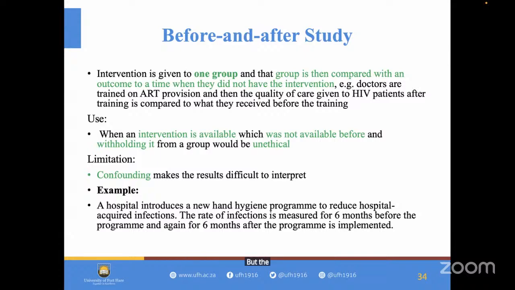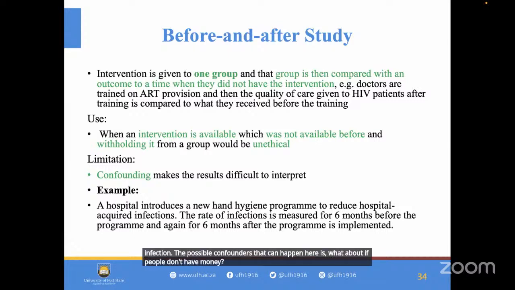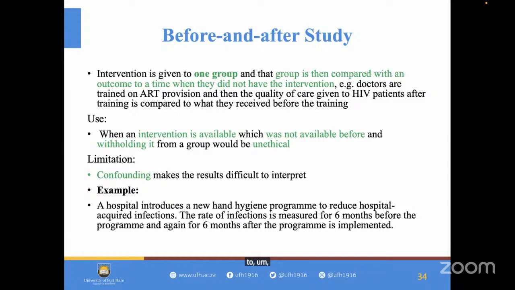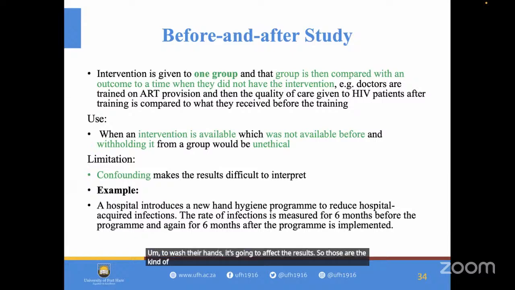But the limitation with this kind of study design is that it's always confounded. And when we talk about confounding, a confounder is that kind of variable or factor that will affect the outcome and also affect the exposure. In this case, you suggested a hand hygiene program to reduce acquired infection. The possible confounders that can happen here: what if people don't have money to buy soap to wash their hands? It's going to affect the results. So those are the kind of confounders that can happen.